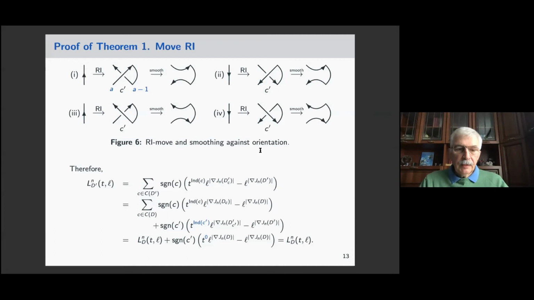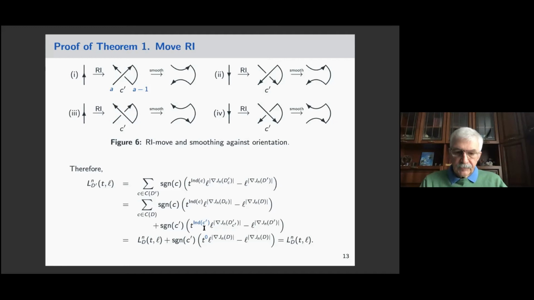You can see, for example, in the first case, I put the labels. So you have A on the left and A minus one on the right. But our index is just the difference between left and right minus one. So finally, this index at the point C prime will be zero. So you have the polynomial corresponding to the original diagram D plus something, where the index of C prime is equal to zero.